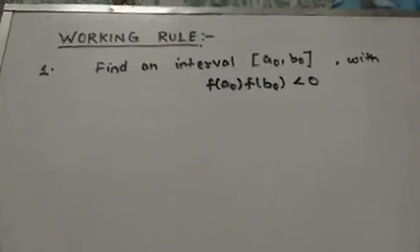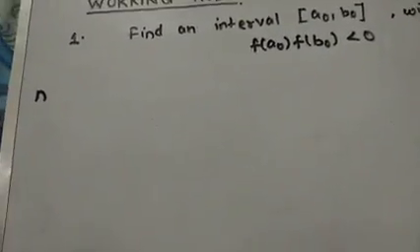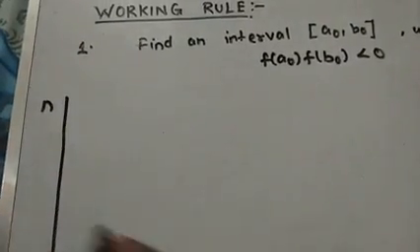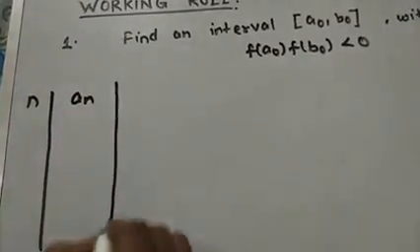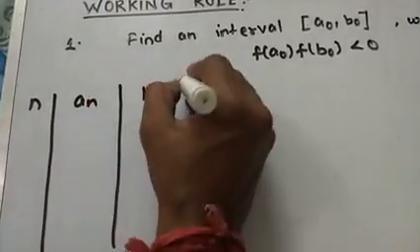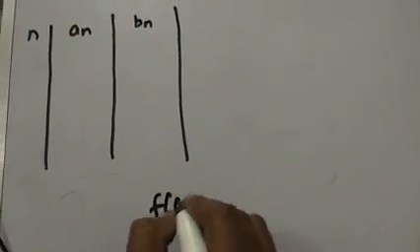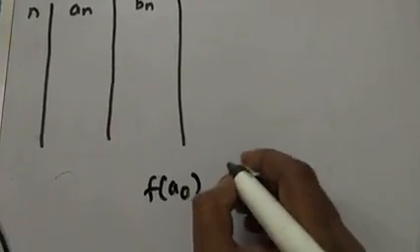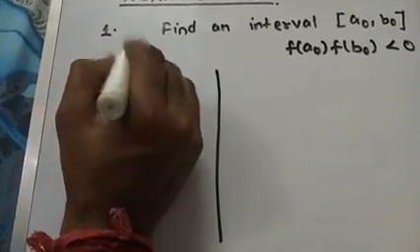Now then we have to draw a table. What is the procedure of drawing the table? First of all we denote n. N means the number of steps, the number of iterations. Then an and bn. Now suppose when you are finding f of a0, if f of a0 is less than 0, that means it is negative, so we will denote an with a minus sign.